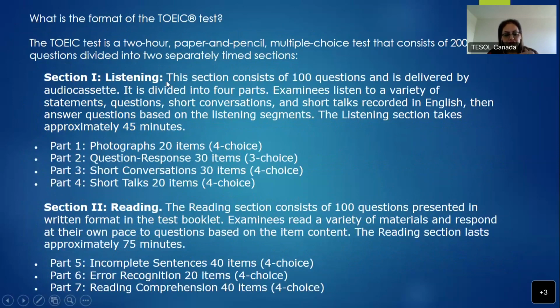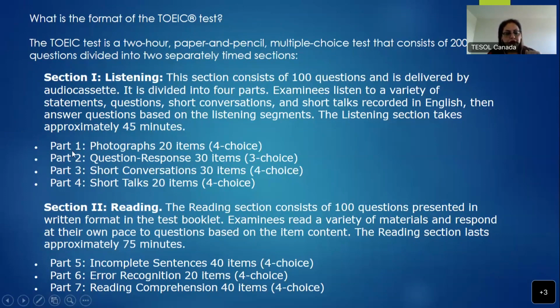So it has section 1 for listening and section 2 for reading. The writing is as I told you. In the listening section, there are about 100 questions, and they listen to the audio, and it's divided into 4 parts. Examiners listen to a variety of statements and questions, short conversations, and short talks. They're all in English, and the answer is based on the audio. It takes about 45 minutes.